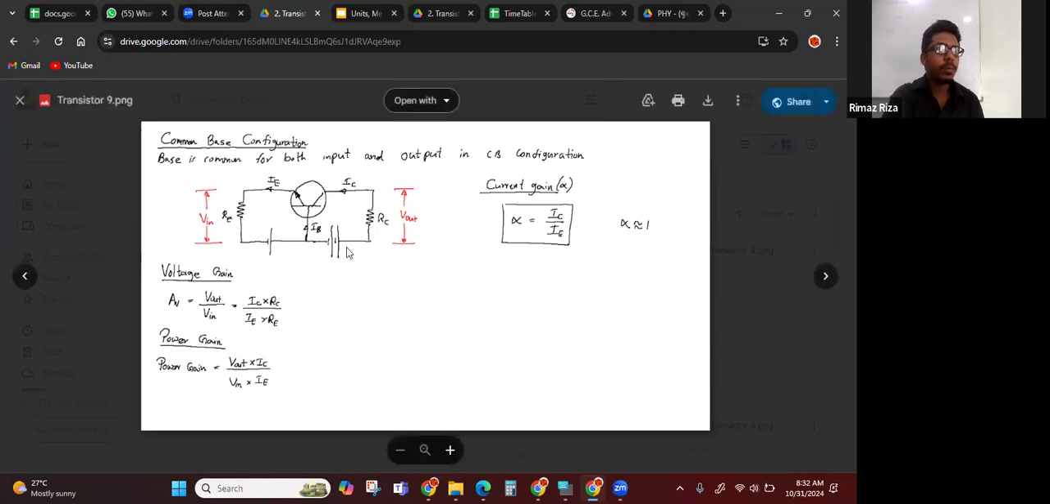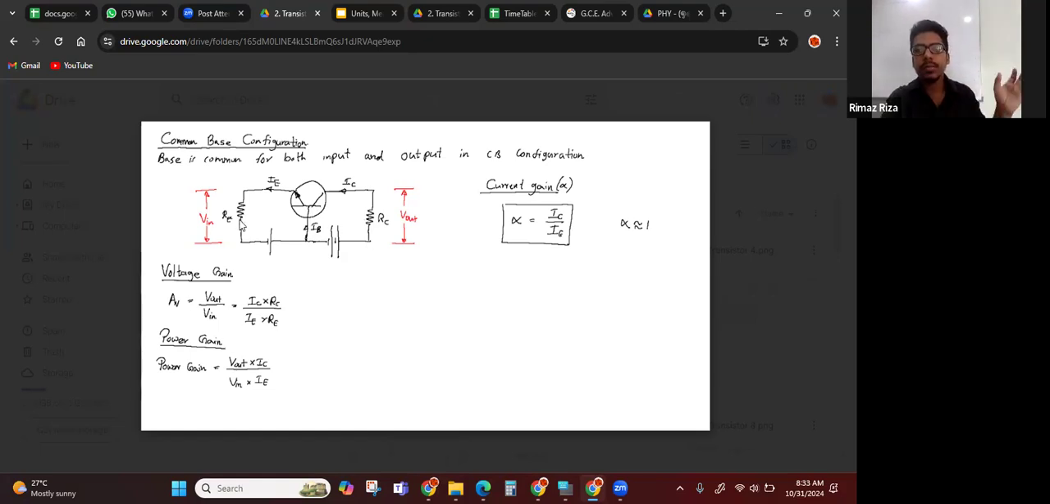So now if you want to bias this transistor under the common base configuration, you want to forward bias the BE junction, reverse bias the BC junction, and you have to put resistors in the input circuit and give the input. There should be an input resistor, and to take the output, there should be an output resistor.